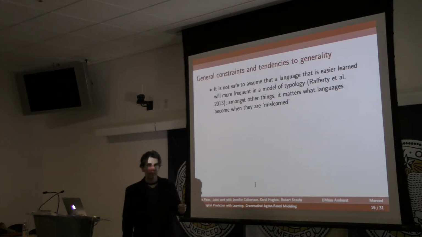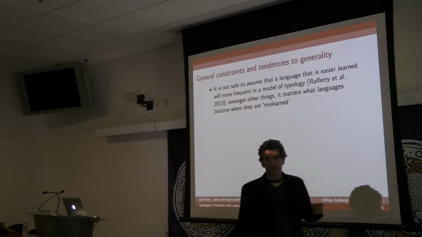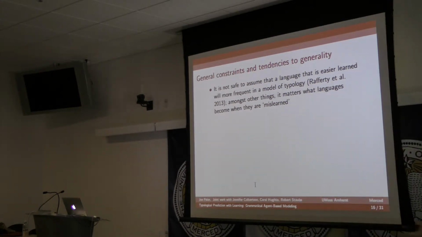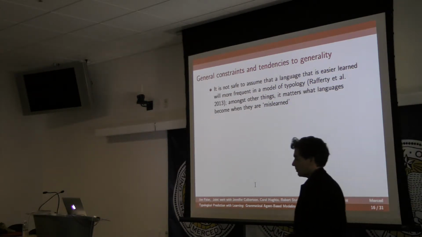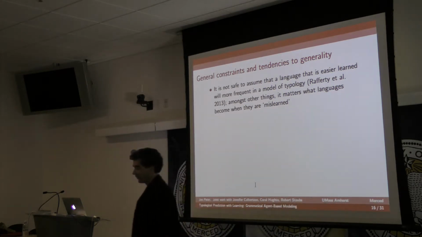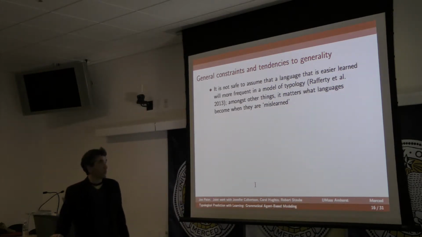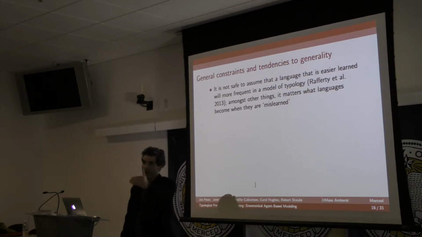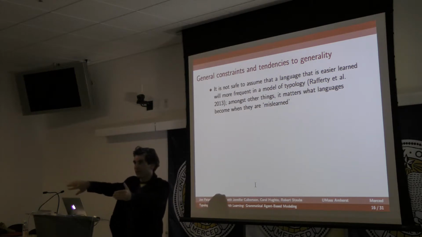So it's actually not safe to go straight from a demonstration that one type of language is easier to learn than another to the conclusion that this model predicts that it should be better represented typologically. There's a nice paper on this by Rafferty, Ettlinger, and Griffiths. One of the things that they point out is that it matters when you don't put all the probability on the language you're being exposed to. It matters where the rest of the probability goes.